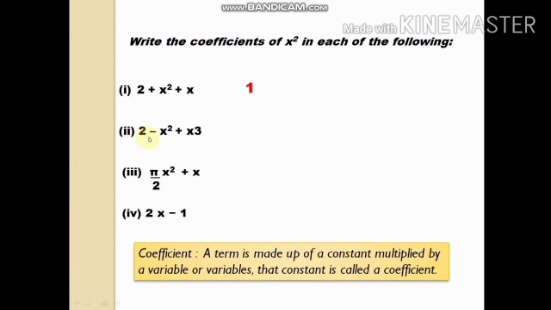In second part, 2 minus x square plus x cube. You can easily see here, students, here the coefficient of x square is minus 1. It means when you are taking coefficient, at that time you have to check sign also. In this third part, pi upon 2 x square plus x, here the coefficient of x square is pi upon 2. And in this fourth part, 2x minus 1, there is no term containing x square, so the coefficient of x square will be 0.